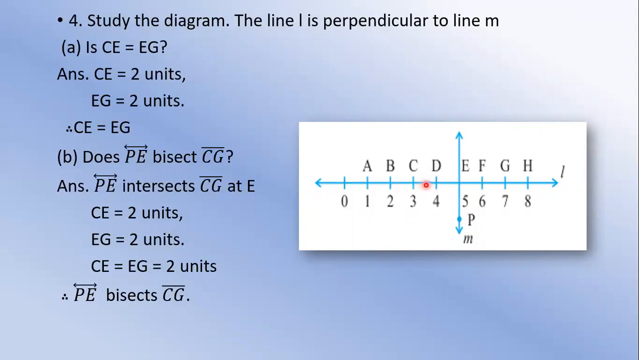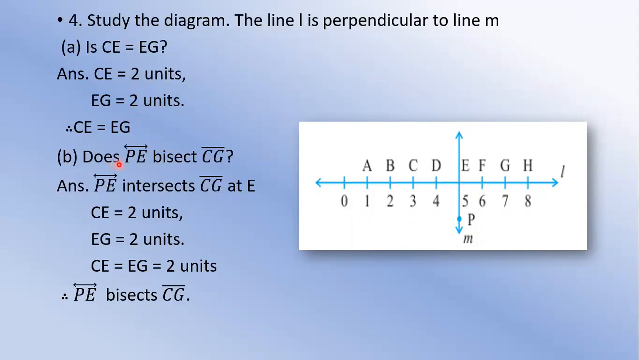And here the points are marked at the same distance. The distance in between is 1 unit in each case. So the distance between C and E is 2 units, or we can say the measure of CE is 2 units. Same way, the measure of EG, from E to G, we have to find out. EG is also 2 units. So the distances CE and EG are the same, that is 2 units. That means we can say CE is equal to EG, as the distance is the same in both cases.